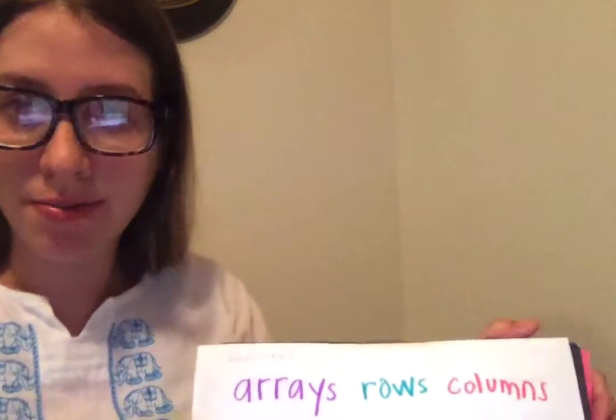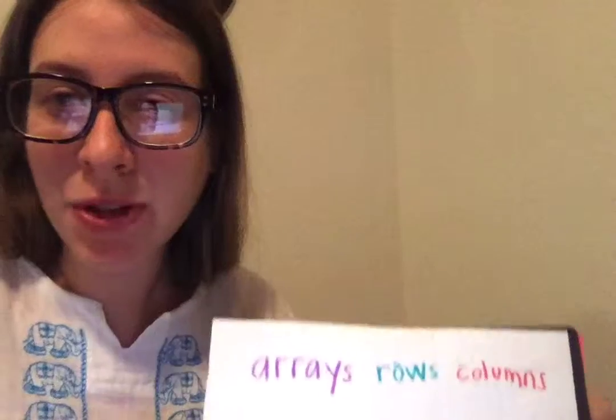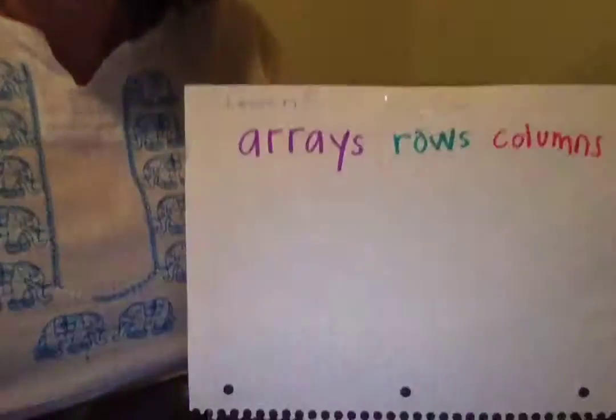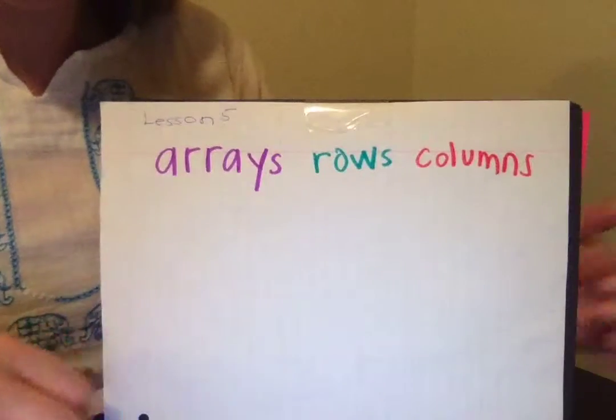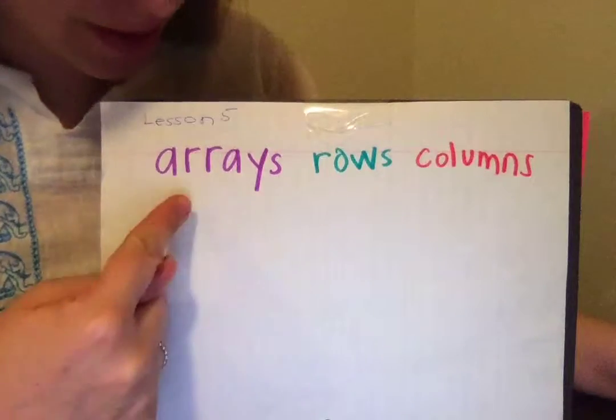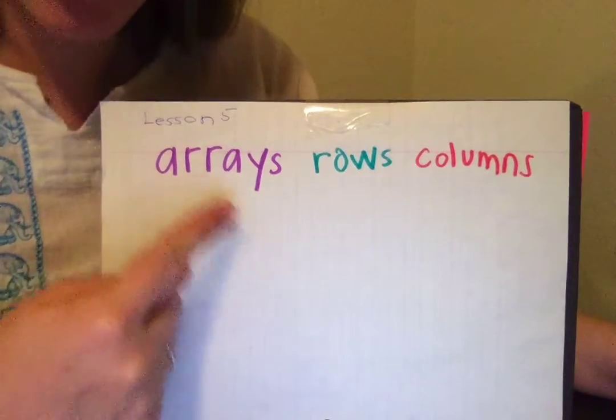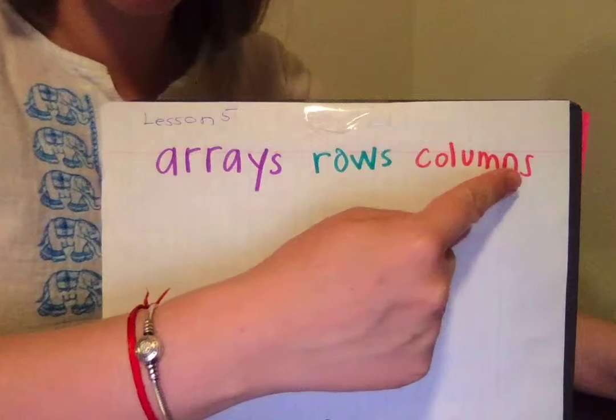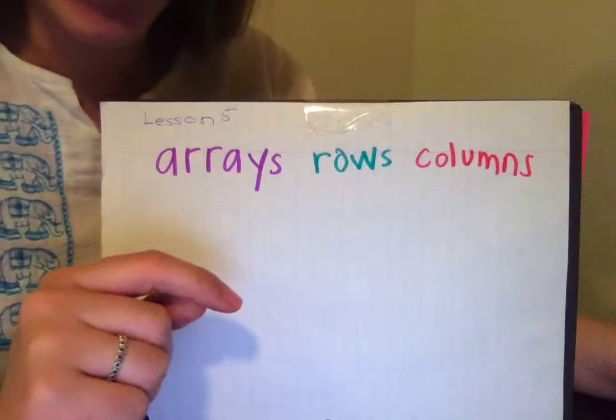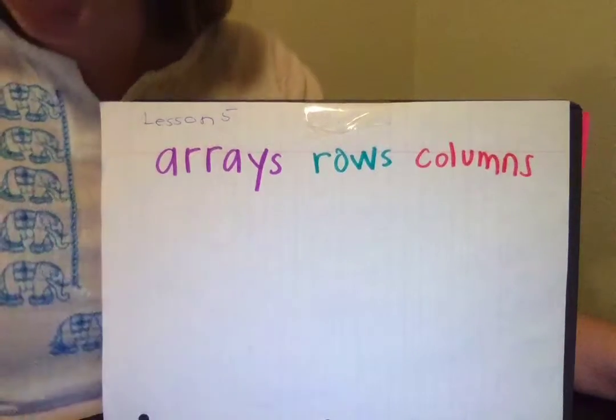So for lesson 5 in math, we're learning 3 new vocabulary words. Sorry for my problem-solving board. Oh, it's probably going to be backwards. That's going to be funny. Anyway, it's the words arrays, rows, and columns. That looks funny because it's backwards.